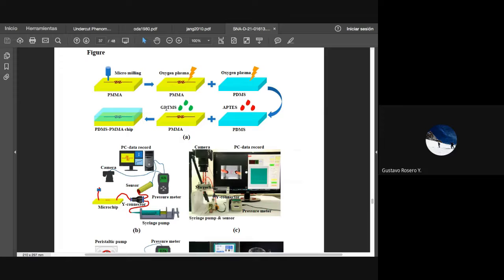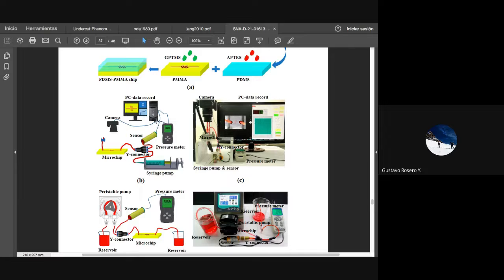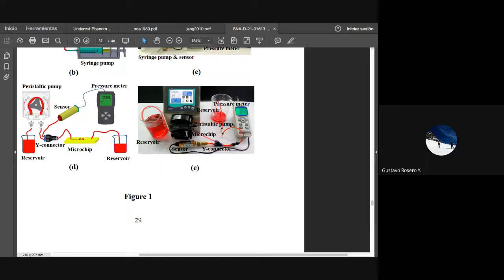This is the chemical for methacrylate, and this is the chemical for PDMS after oxygen plasma. And this is the setup they use. They use a syringe pump, a sensor in order to characterize the pressure, and a camera to take pictures. This is how the setup looks.